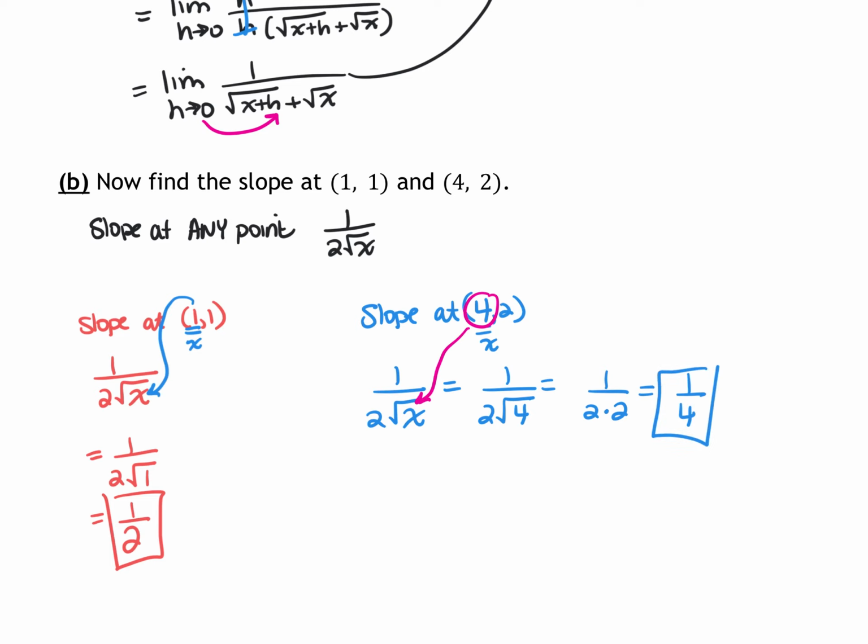So I can find the slope at any point on this graph, and that is really powerful because that gets me one step closer to being able to actually write the equation of the tangent line. And that is what we will be doing next time.